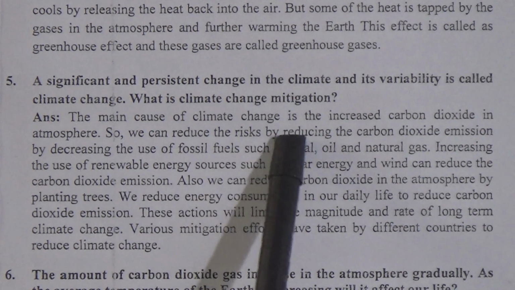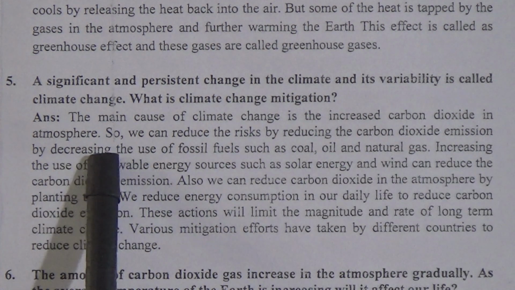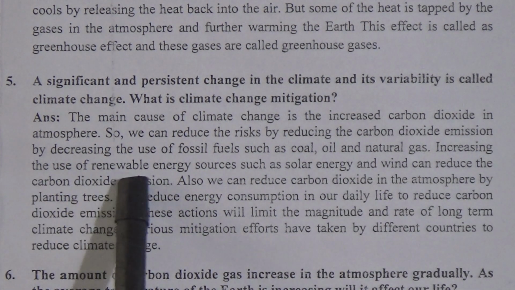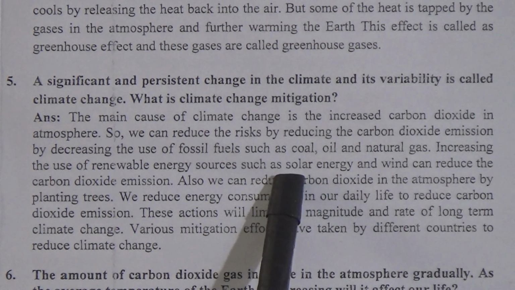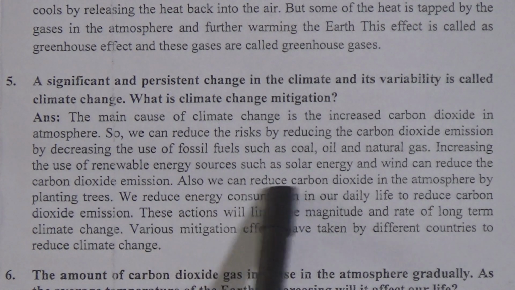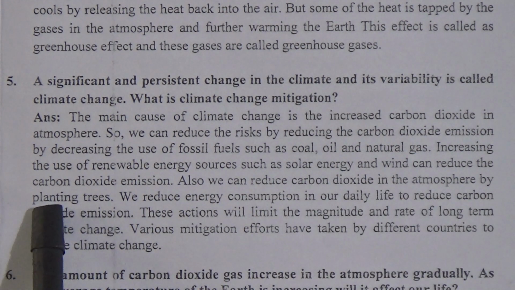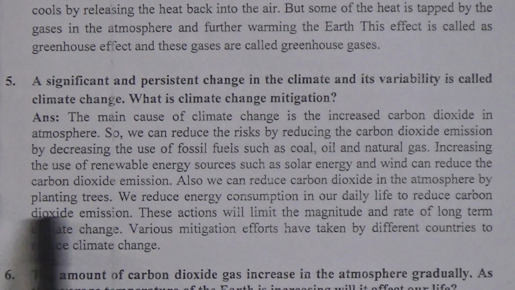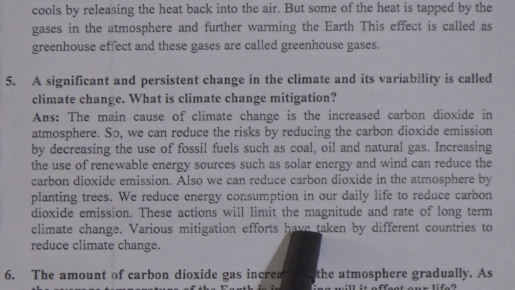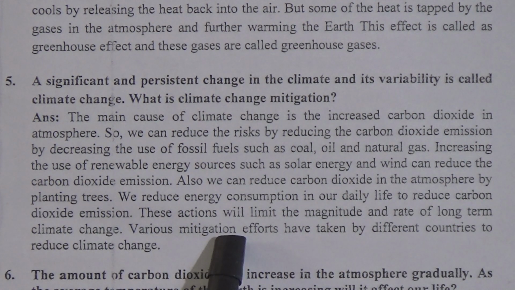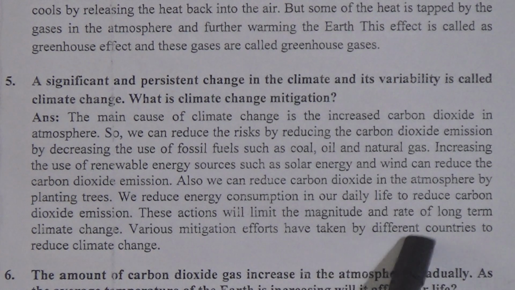So we can reduce the risk by reducing the carbon dioxide emission by decreasing the use of fossil fuels such as coal, oil and natural gas. Increasing the use of renewable energy sources such as solar energy and wind can reduce the carbon dioxide emission. Also, we can reduce carbon dioxide in atmosphere by planting trees. We reduce energy consumption in our daily life to reduce carbon dioxide emission. These actions will limit the magnitude and rate of long-term climate change. Various mitigation efforts have been taken by different countries to reduce climate change.